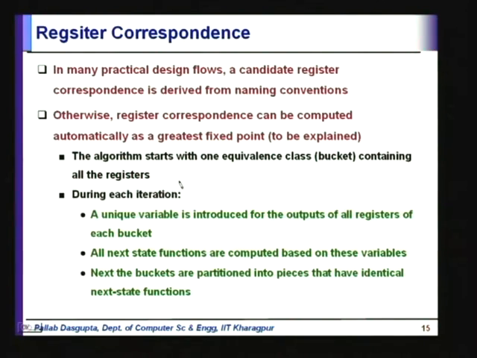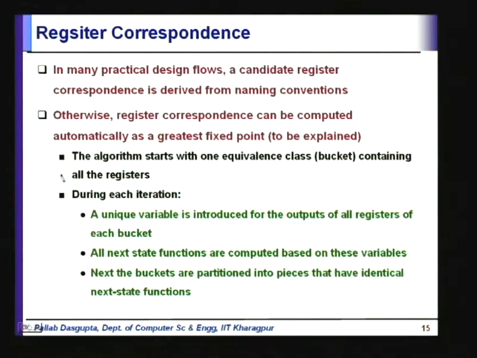Now, how do we do register correspondence? So, in many practical design flows, a candidate register correspondence is derived from naming convention. So, typically when the synthesis tool works, it preserves the names of the registers. So, from the names of the registers you know which one corresponds to that. That is the simplest and most common way of doing register correspondence. Otherwise, if that is not given, then a register correspondence can be computed automatically as a greatest fixed point, as we explained below. So, what is the problem there?